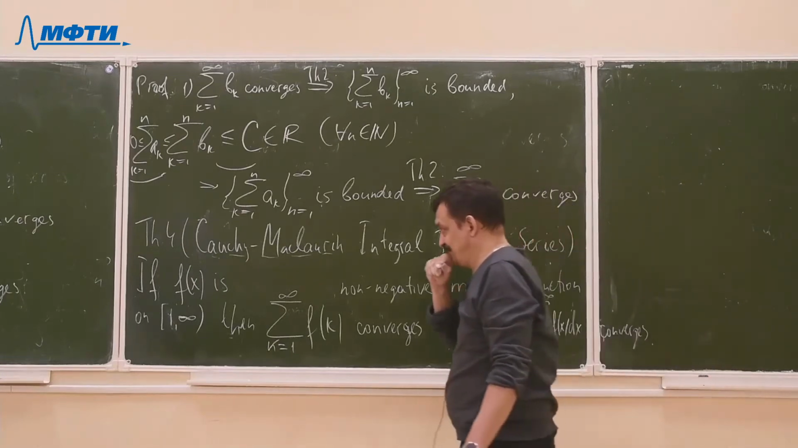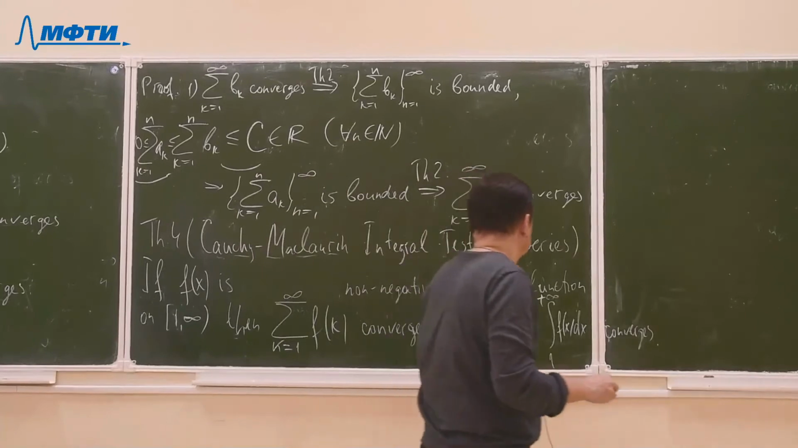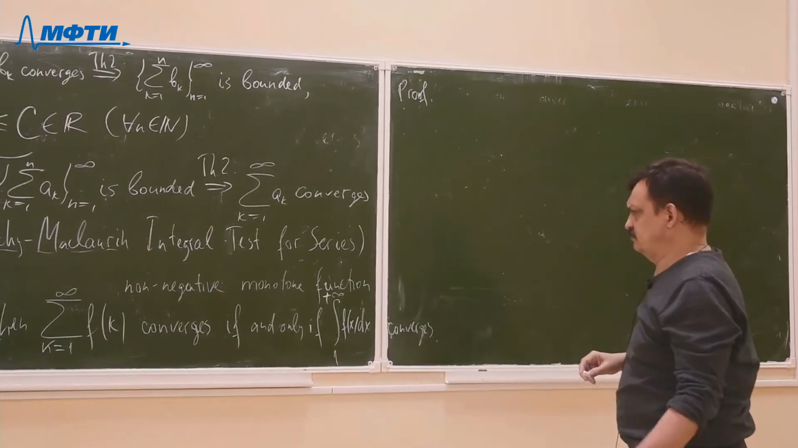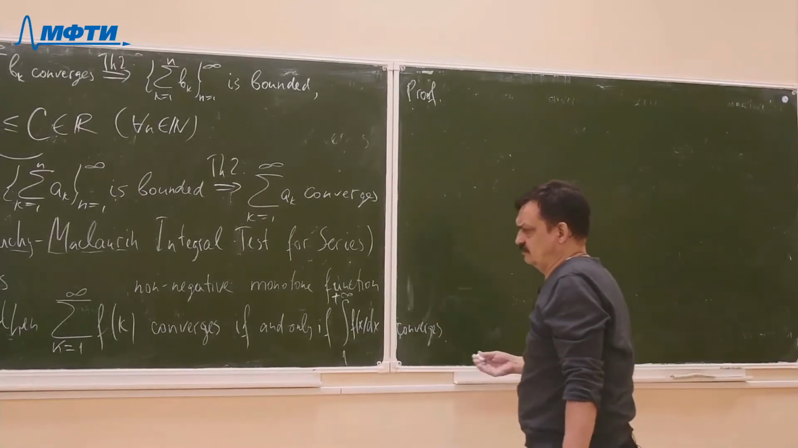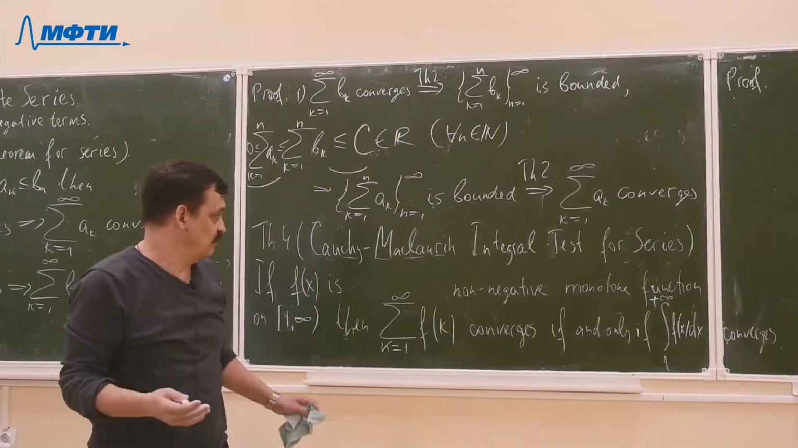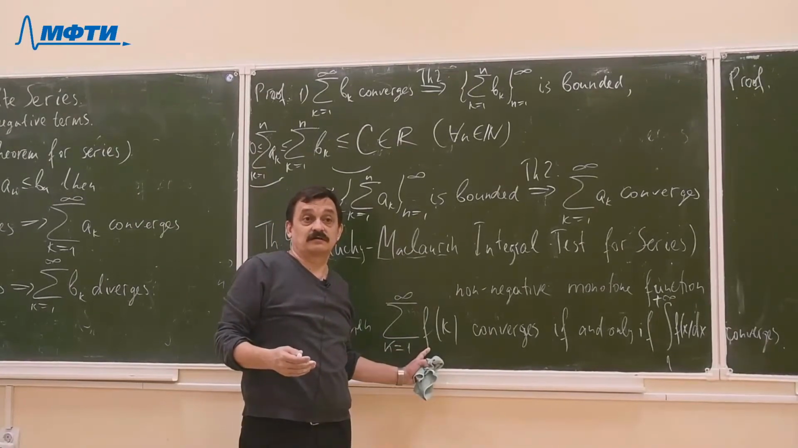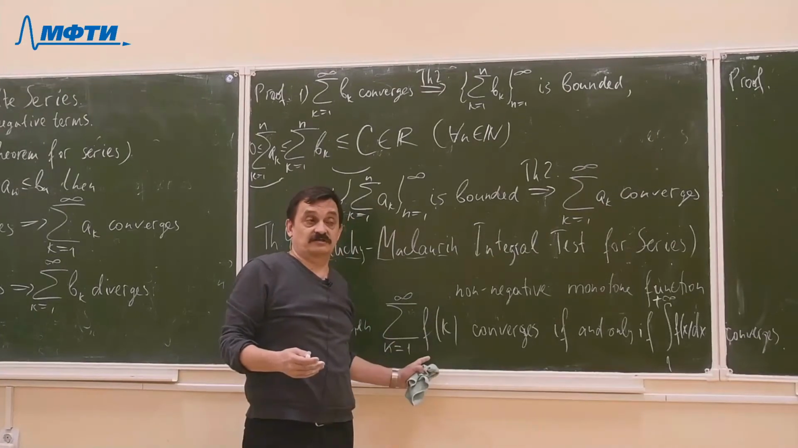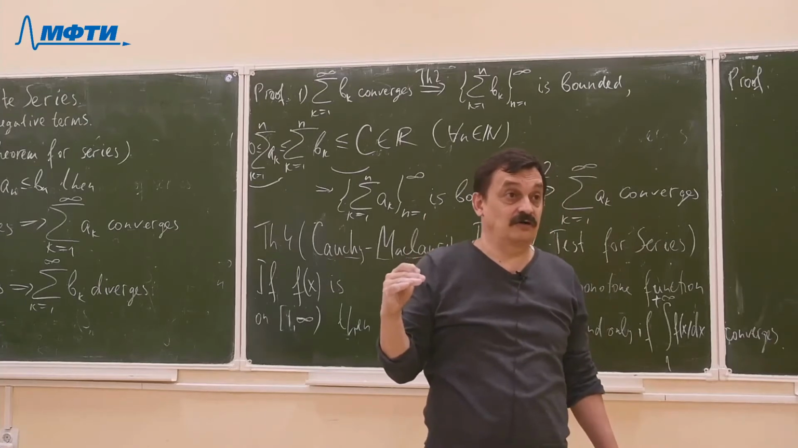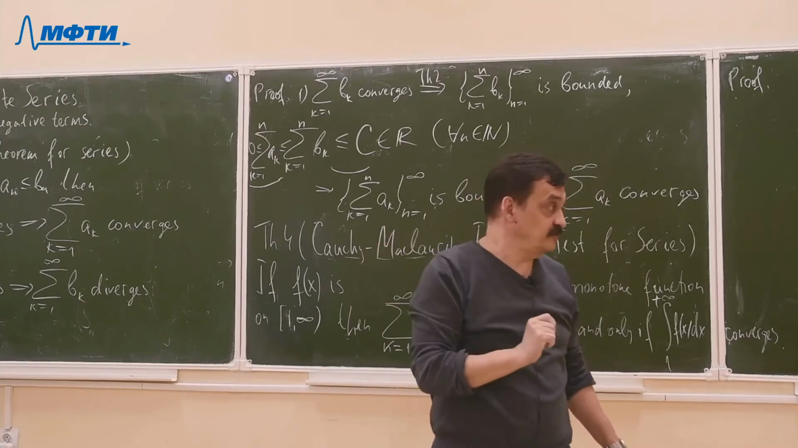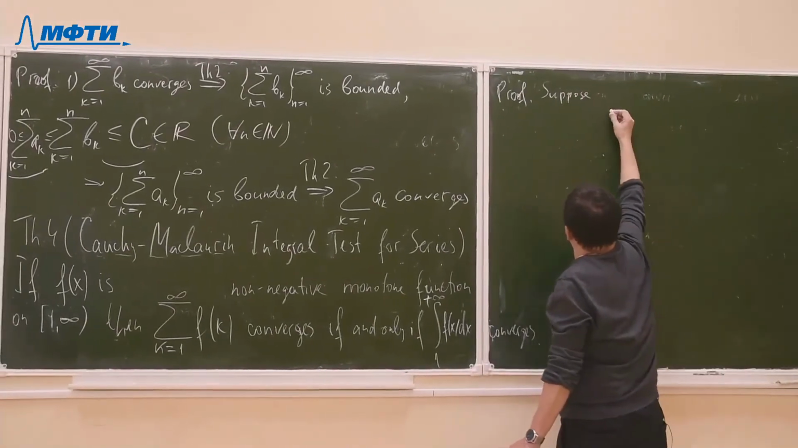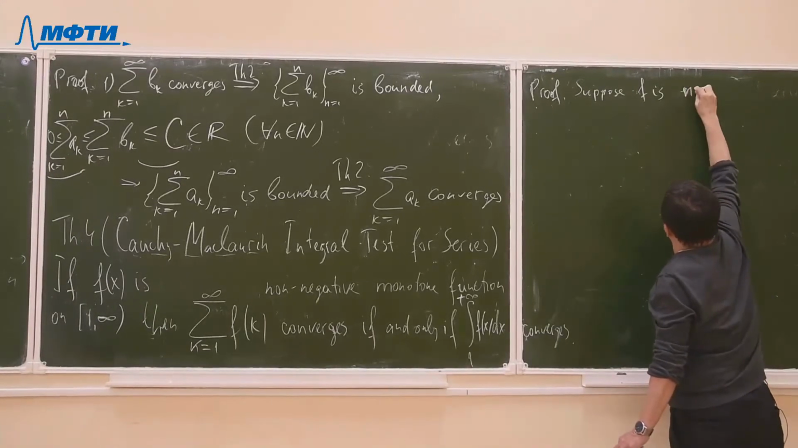Proof. So our function is monotone. Since I know by necessary condition that convergence may happen only when limit f of k is 0, right? And non-negative function, if it has a limit 0 at infinity and it is monotone, then it should be monotone how? Non-increasing, right? So suppose f is non-increasing.